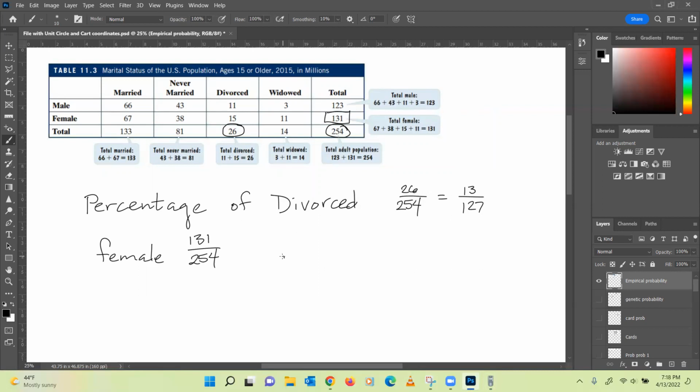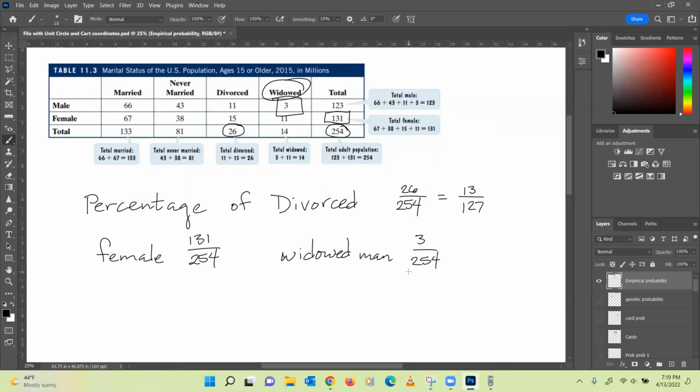How about a widowed man? So we've got widowed as a column. How many males were widowed? 3. Out of how many total people do we have to pick? 254. And that would be as simple as it gets.